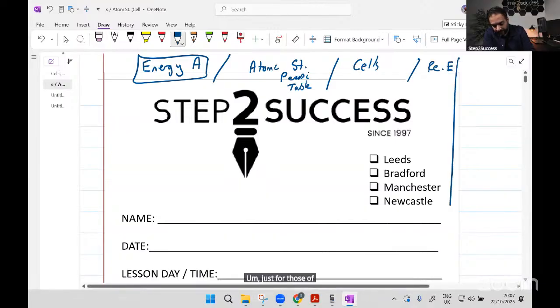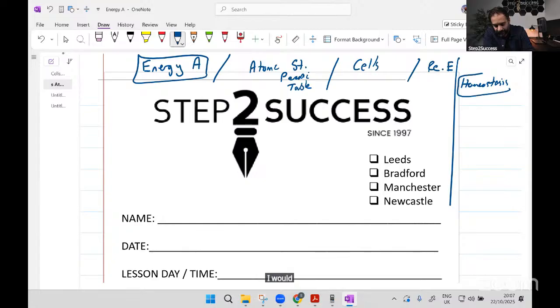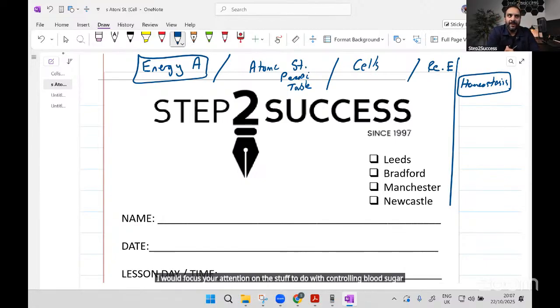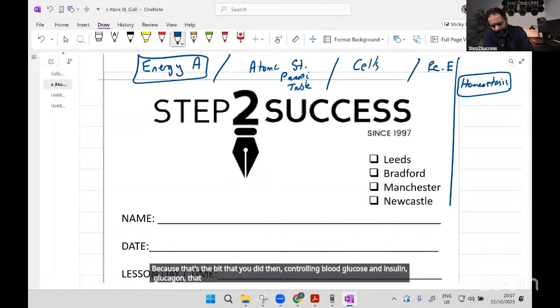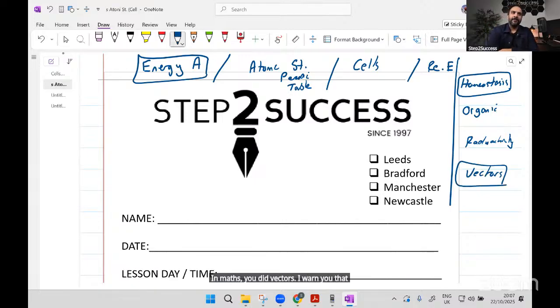Just for those of you in year 11, very quickly, let me tell you, you did some stuff on homeostasis. I would focus your attention on the stuff to do with controlling blood sugar levels because that's the bit that you did then, controlling blood glucose and insulin, glucagon, that sort of stuff. In biology, in chemistry, you did organic chemistry, alkanes and alkenes and stuff. In physics, you did radioactivity in September, alpha, beta, gamma radiation, that stuff. In maths, you did vectors. I warn you that this is not easy when a whole maths topic test is basically on vectors. I think there's the odd one or two rearranging equations in there that you should be fine with, but that is what that is. Right, let me go back to some of these questions on here.